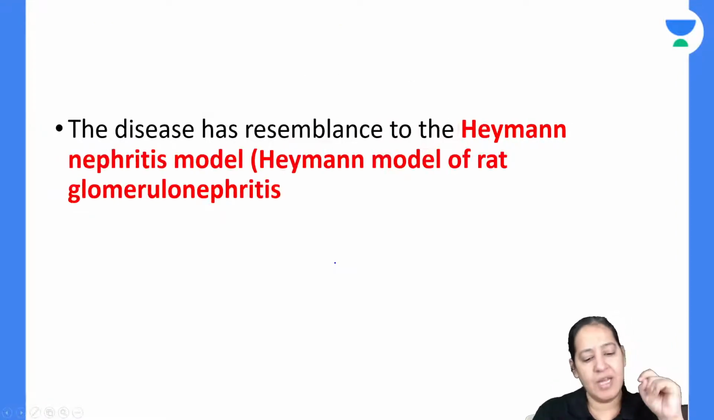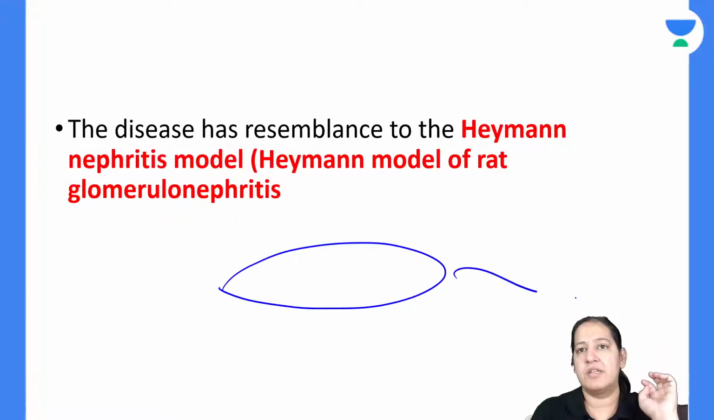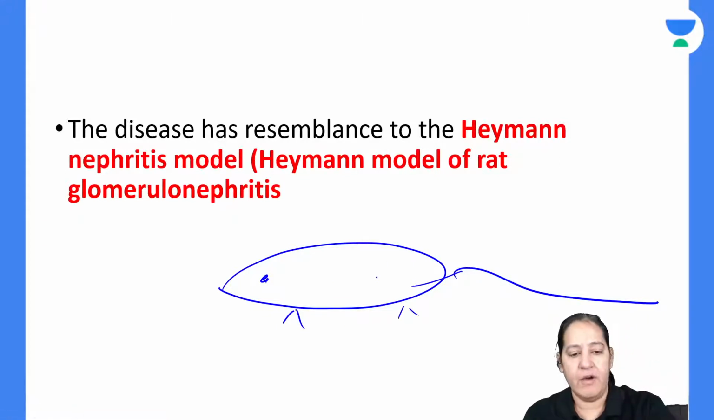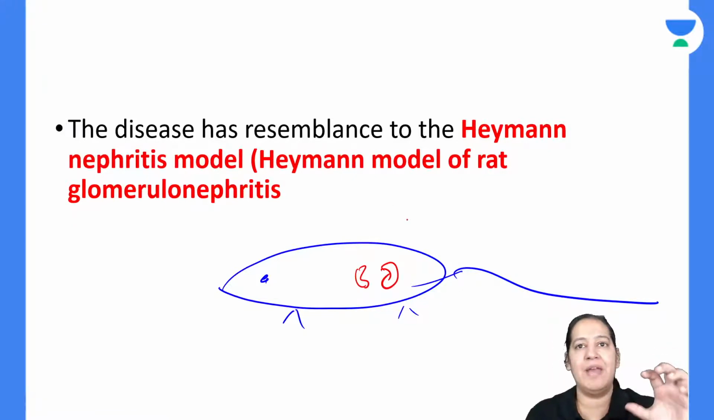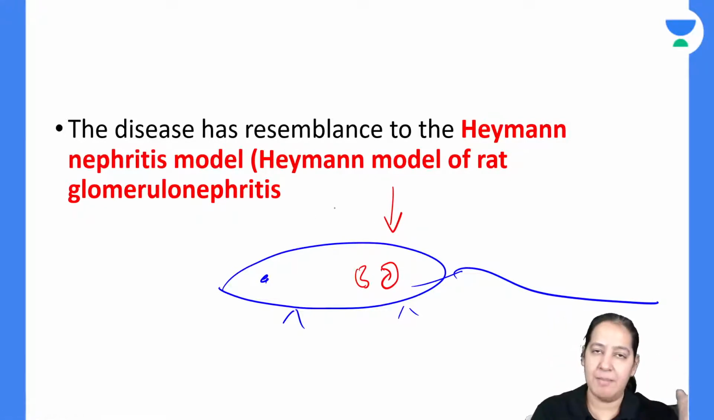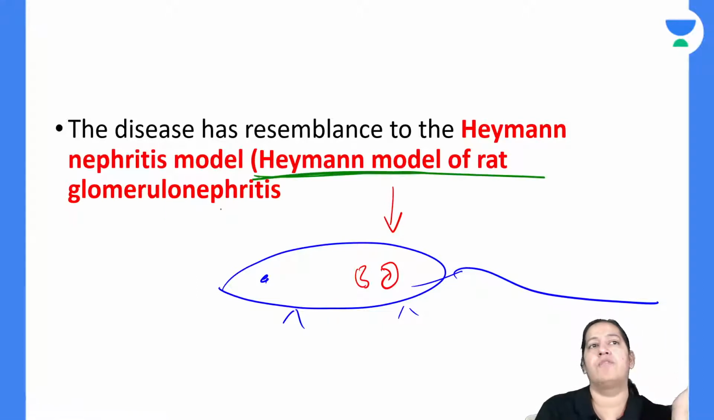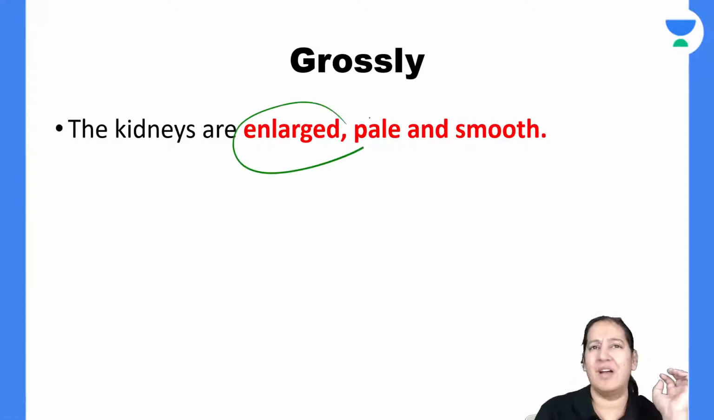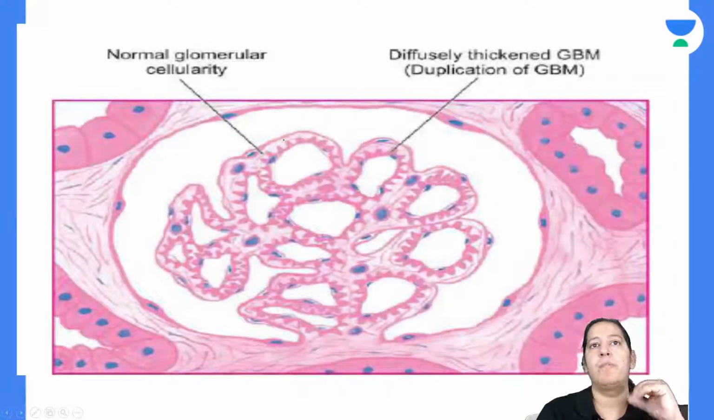Sometimes we can do it in a rat. We take a rat or we take a mouse. This is a rat or mouse with a tail. Now this is the kidney inside the rat or mouse. So we do the same experiment in the rat. Experimentally, the same, that is membranous glomerulonephritis, is studied in an experimental model. It is known as the Heymann model of membranous glomerulonephritis. Grossly, the kidney is enlarged, nothing important. Light microscopy, I have already explained to you.